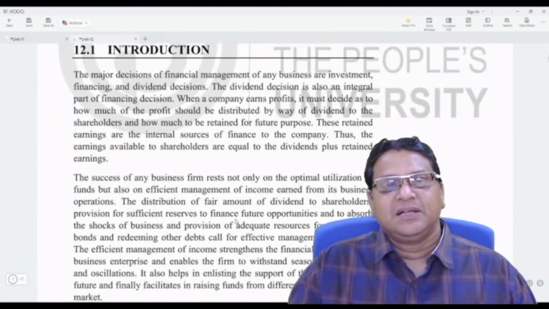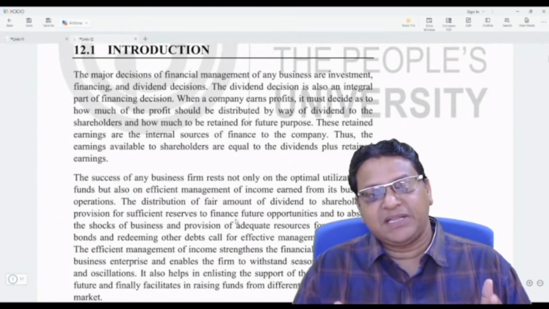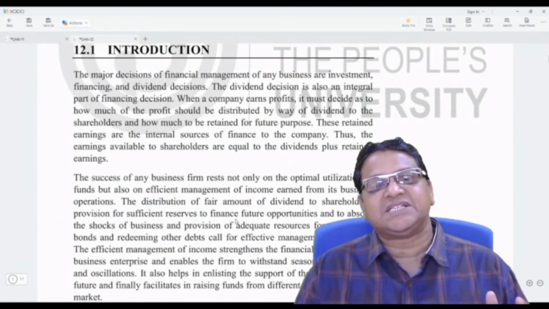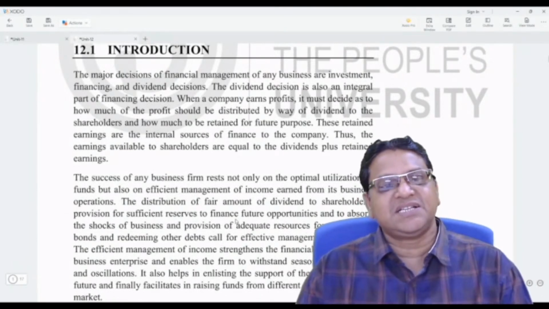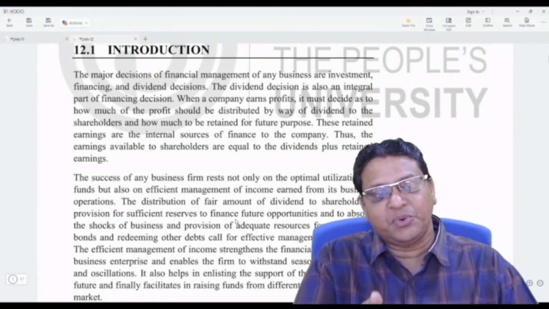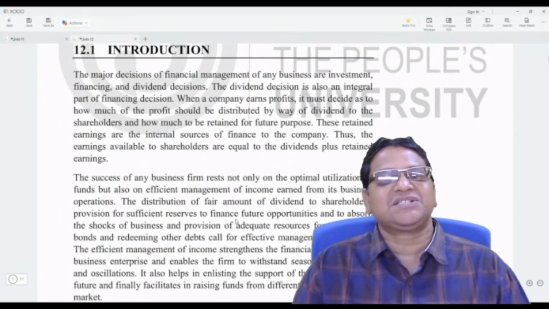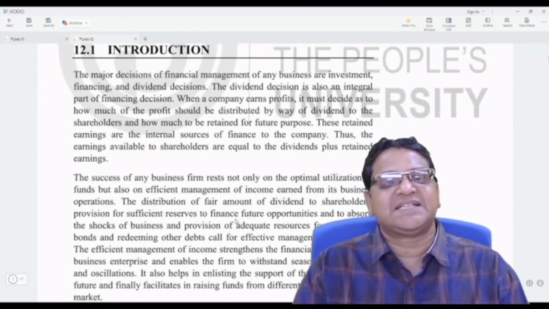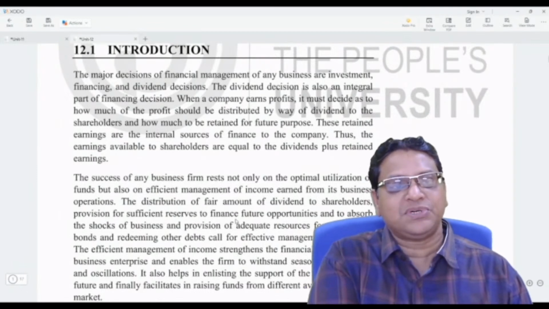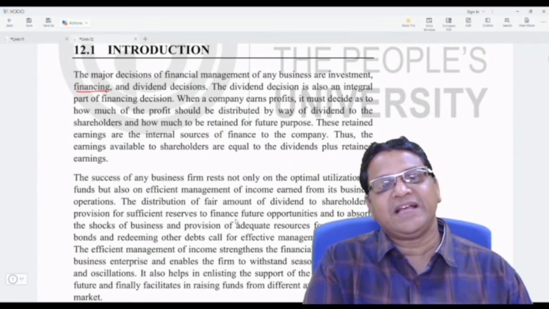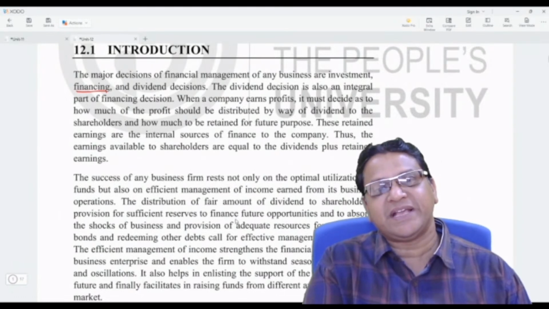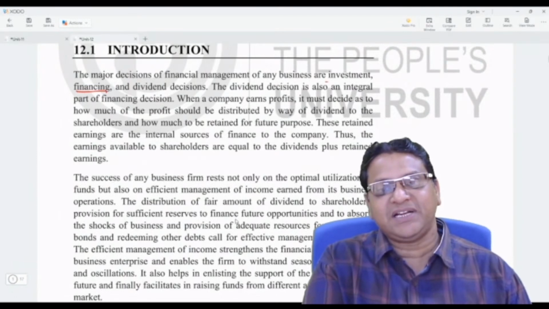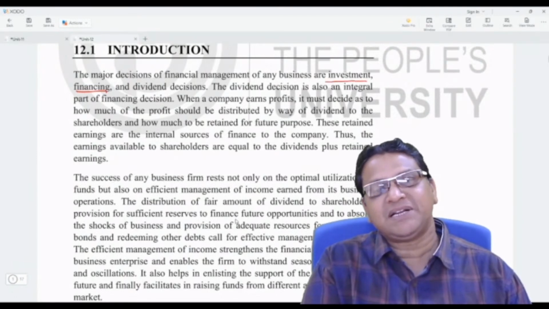We know that the finance manager has three important decisions to take. First decision: from where it will obtain the funds. That decision is known as financing decision. Once the funds are obtained, the next decision the finance manager takes is where to employ these funds, that means he wants to invest these funds. That decision is known as investment decision.